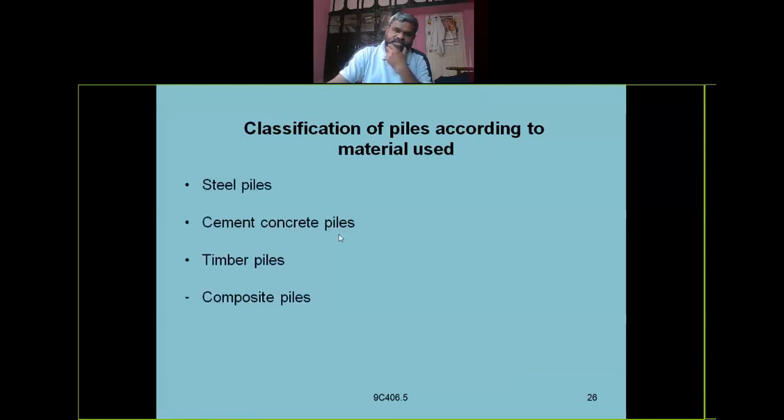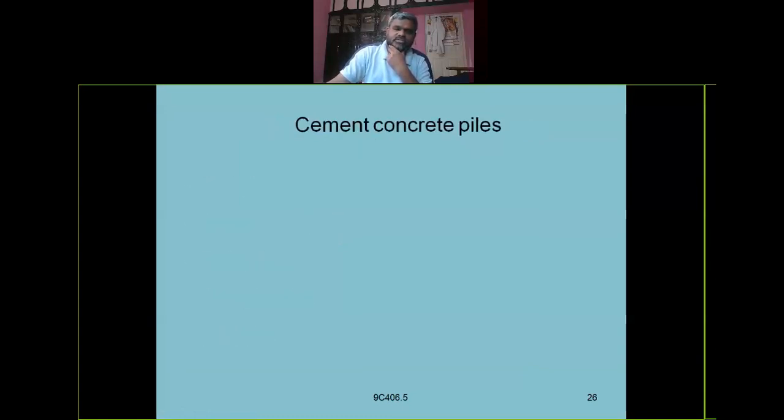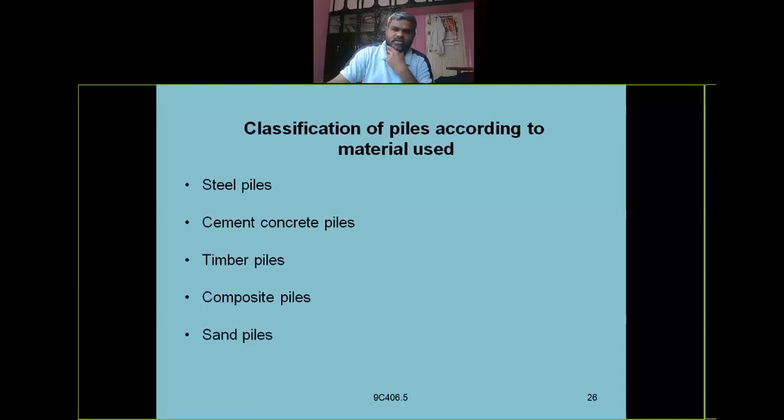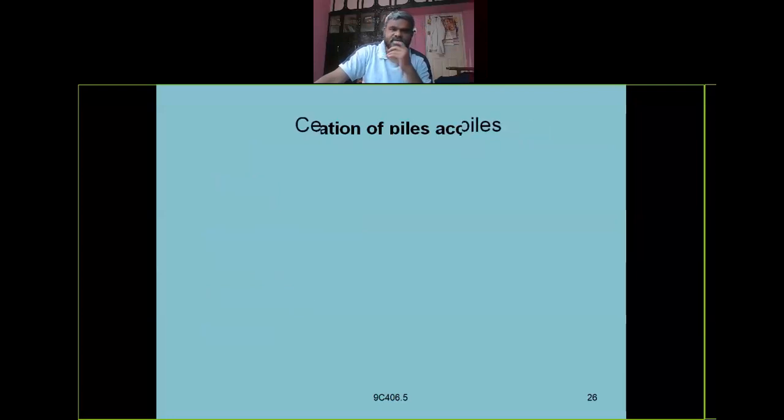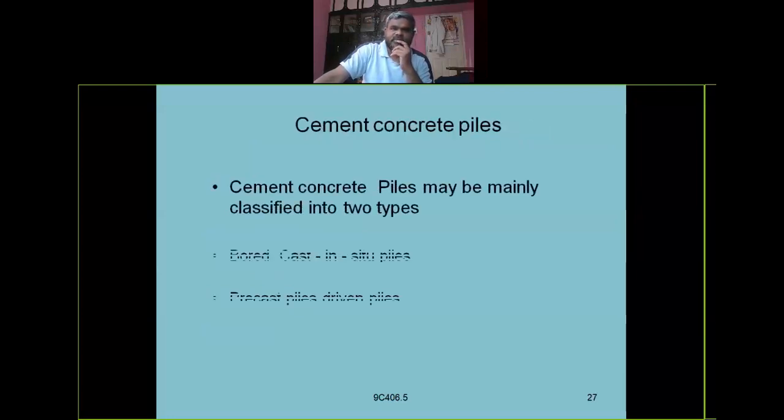Classification of piles according to the material: steel pipes, cement concrete piles, timber piles, composite piles, sand piles, different piles are there. We have seen the cement concrete piles in the pile driving video. Cement concrete piles may be mainly classified into two: bored cast in situ piles and precast driven piles. In that video, we were seeing precast piles.